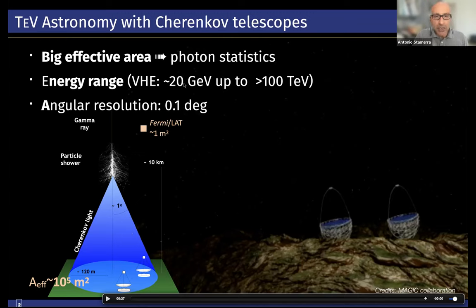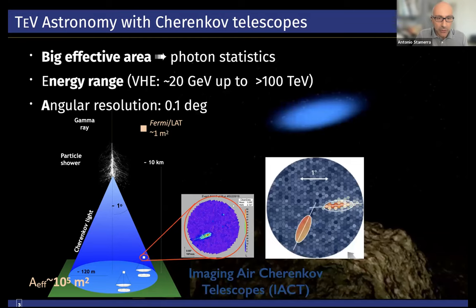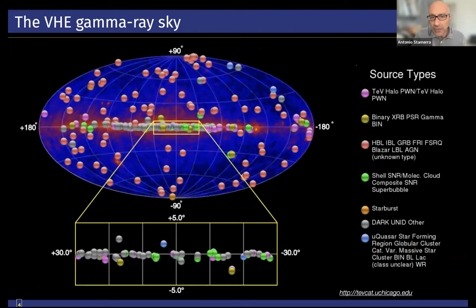The typical energy range is from a few tens of GeV up to more than 100 TeV, and more on the specific performance will be provided later. Just for comparison, this is the typical direct detector outside the atmosphere, such as Fermi-LAT. And what do the telescopes do? They detect the image of the shower in the atmosphere as these small ellipses, and through them we can reconstruct the properties of the primary gamma rays. Starting from this technique, first introduced in the 90s, we have up to now detected a few hundred sources.